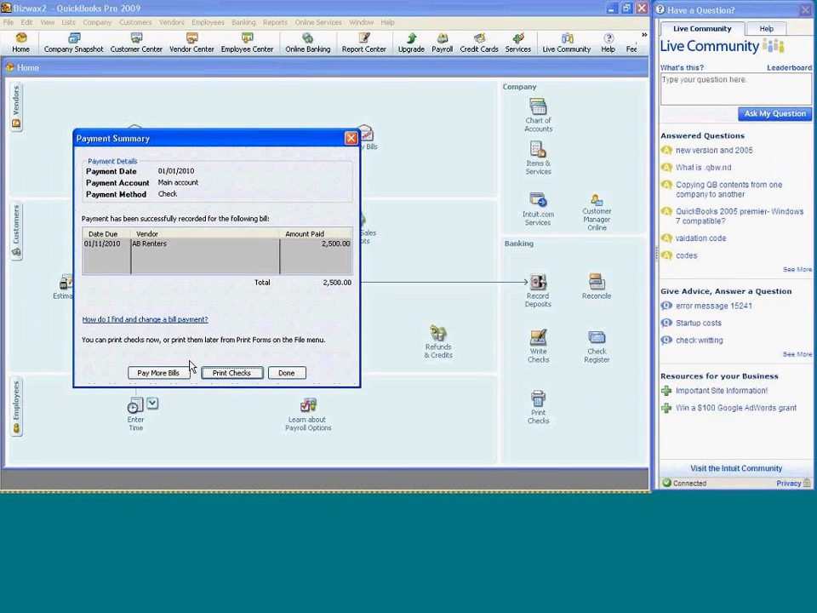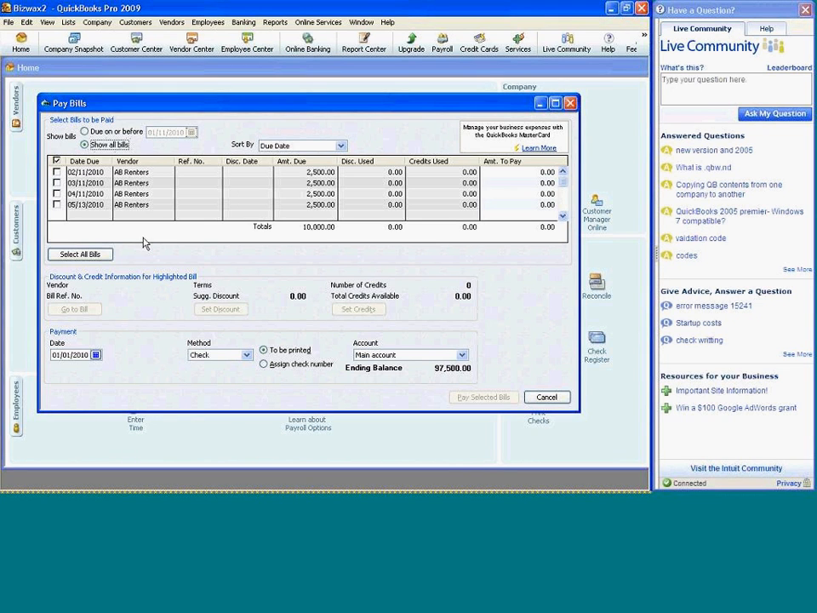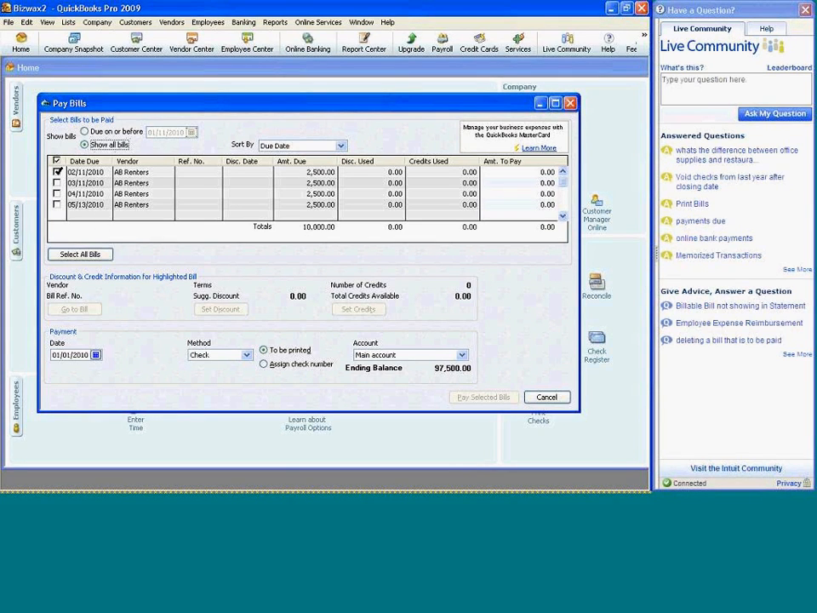Okay, so I pay that bill, and now I can say, pay more bills. I pay the second bill. What I did over here, actually, the question: is there a way to create an annual chart instead of inputting every month? You can do that. That's more advanced. I'm doing just the simple way of doing it right now.